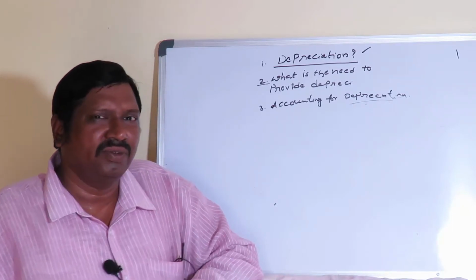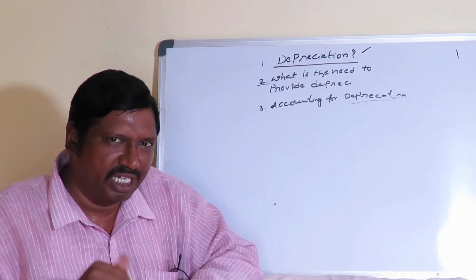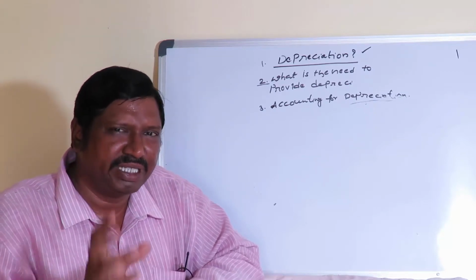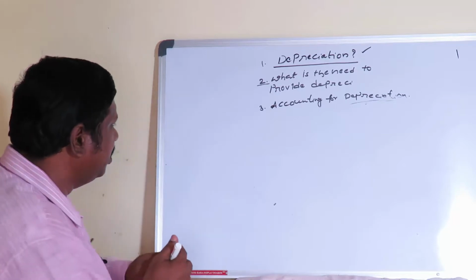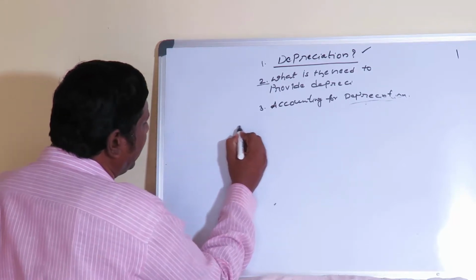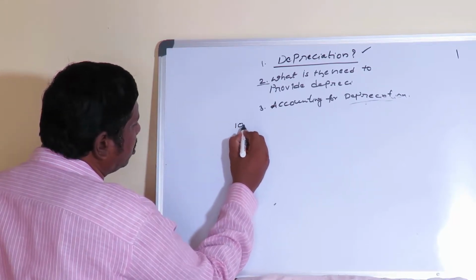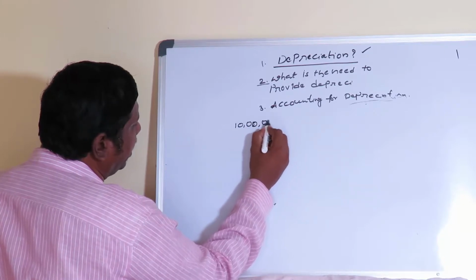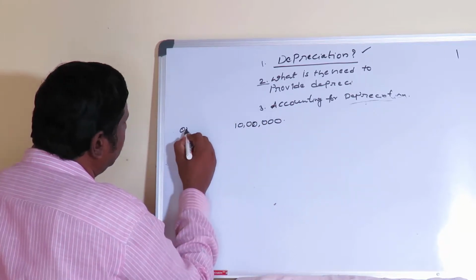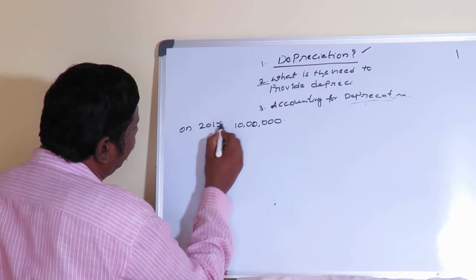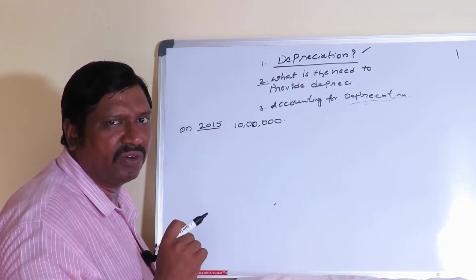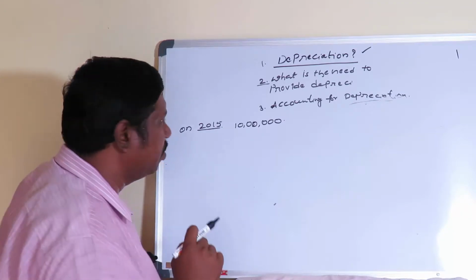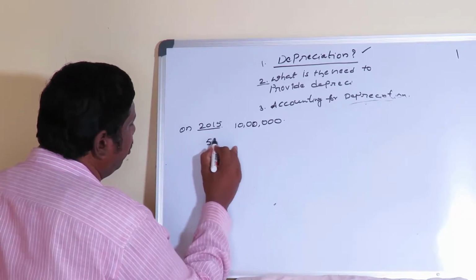Now, the next reason why we have to provide depreciation. Let me present this case. This is a situation in front of you. For example, I purchased plant and machinery at a cost of 10 lakhs in 2015. The life of this machinery is only 5 years.